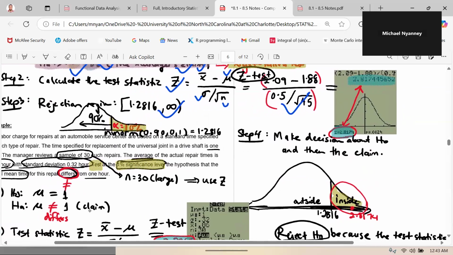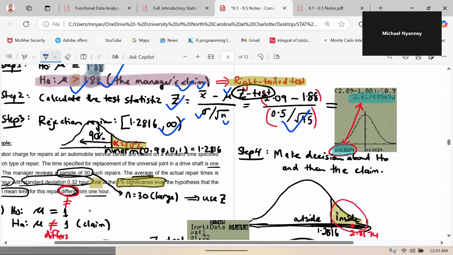Okay, so what decision do we make? Since it falls here, the decision is: since our Z value falls there, it implies that it's greater than our Z alpha. Since Z is greater than the Z alpha, then we reject H naught.